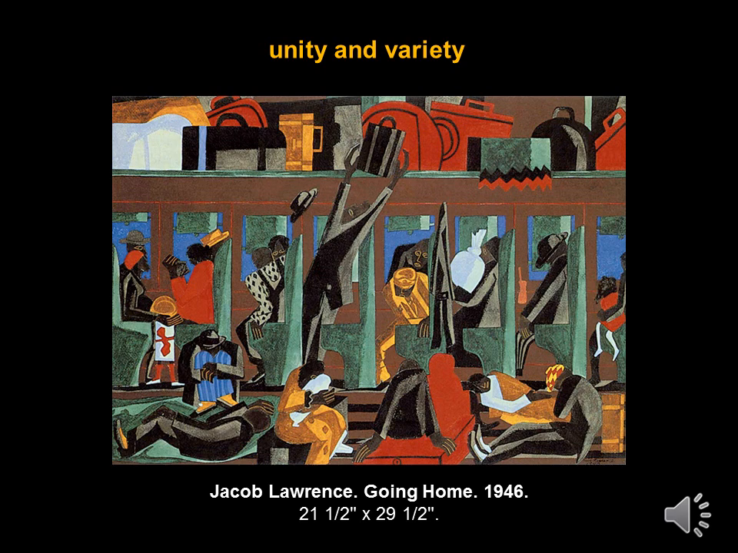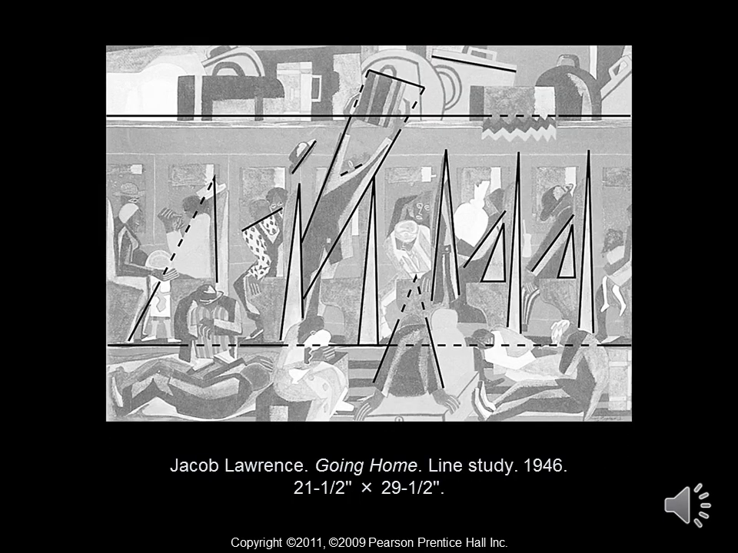Our next image from Jacob Lawrence is Going Home from 1946. This is a prime example of what variety is. Variety does provide some diversity in an image. It also prevents things from getting boring. Now remember, too much variety may lead to a little bit of chaos, but Jacob Lawrence certainly knew how to rein it in. You'll be seeing a lot of these.